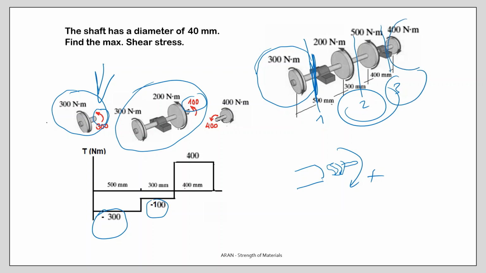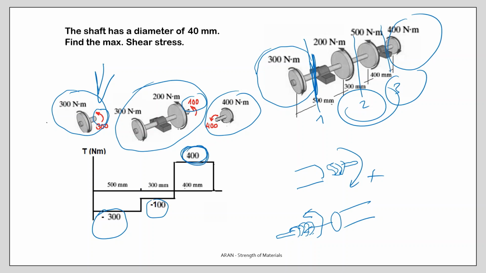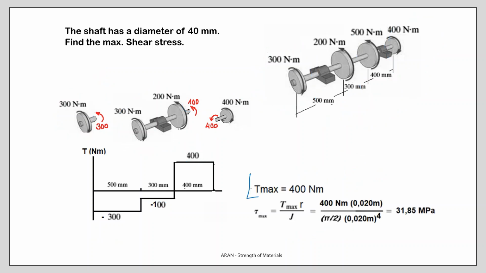Second region, cut here, free body diagram, 100, again in the negative direction. Last, this time you take the right part. As you see, your torque is 400. What about the sign? This time the normal of the section is directed like this, and if you take again your right hand, your thumb will show the positive direction, so my torque is 400. As a result, the maximum value is in region 3 and is 400 Newton meters.